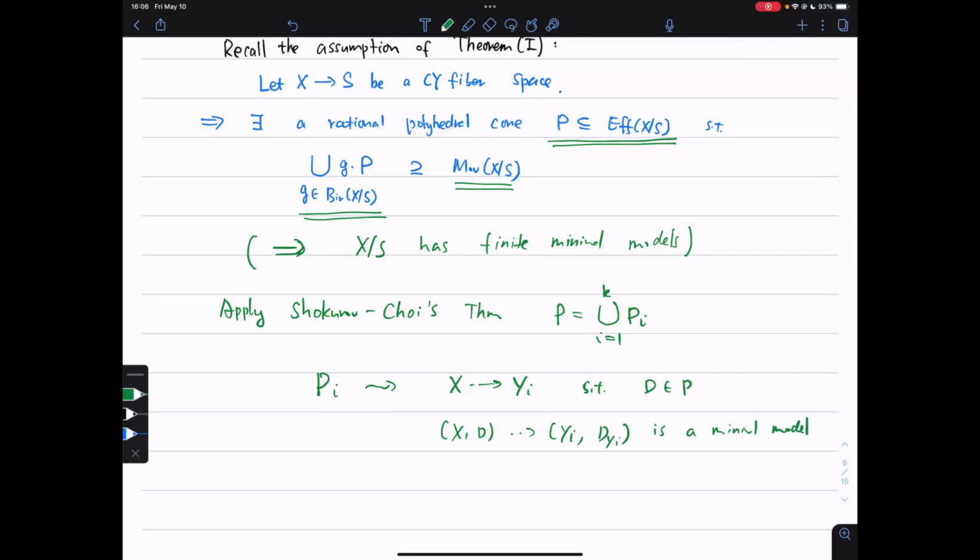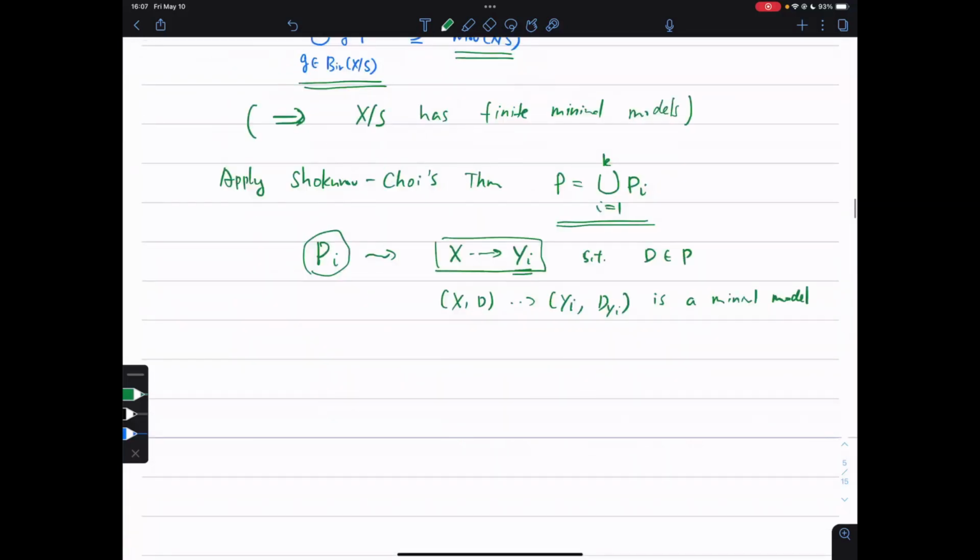Right, let me just quickly recall what I'm doing here. We have a decomposition of this rational polyhedral cone such that for each cone, divisors lying in the same cone share the same minimal model. So this minimal model only depends on the cone P_i instead of the divisors. For this P_i, I take a minimal model Y_i. Because this is a finite decomposition, we get K minimal models. We have K of Y_i.